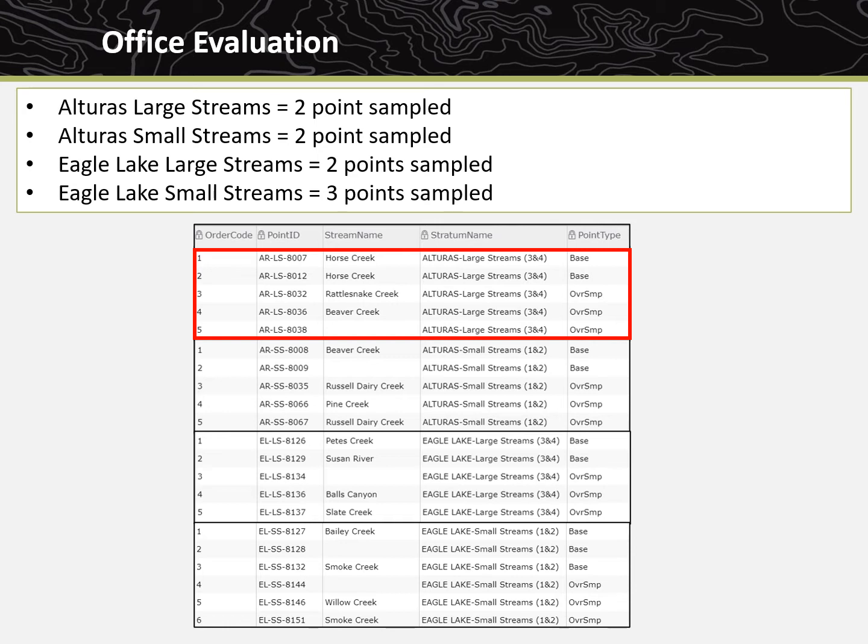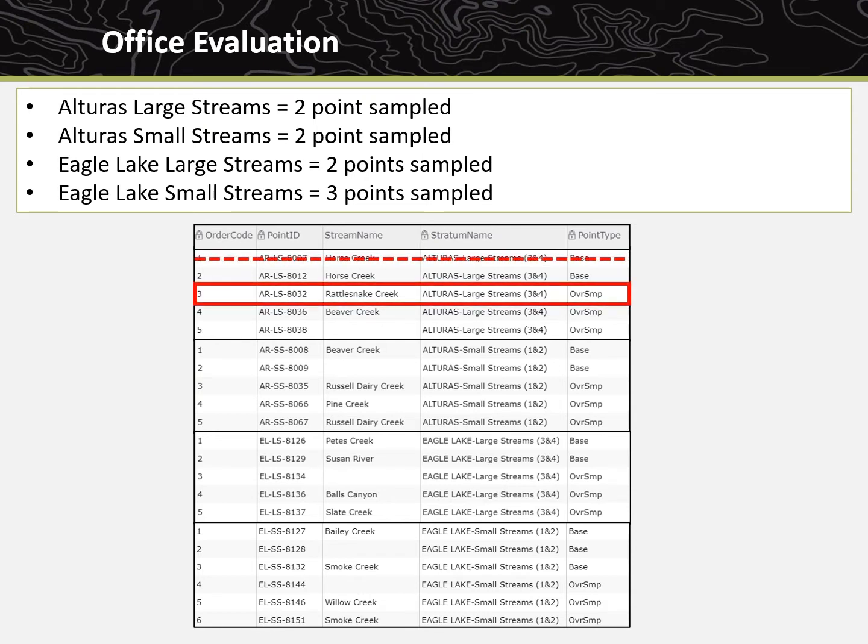So, at the end of the season, 2 points from the Alturas large stream stratum, 2 points from the Alturas small stream stratum, 2 points from the Eagle Lake large stream stratum, and 3 points from the Eagle Lake small stream stratum should have been sampled, equaling a total of 9 sampled points. While some of the base points may have been rejected, they were replaced by an oversample point and sampled.